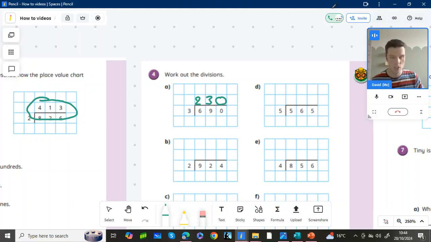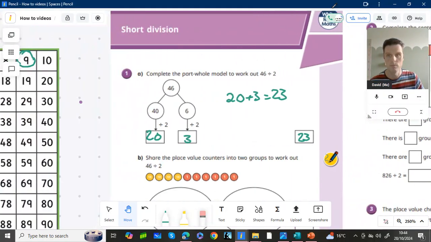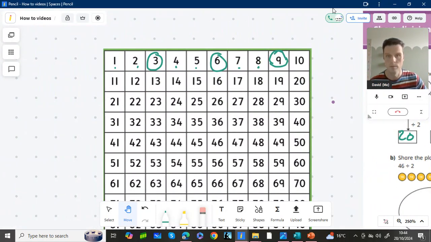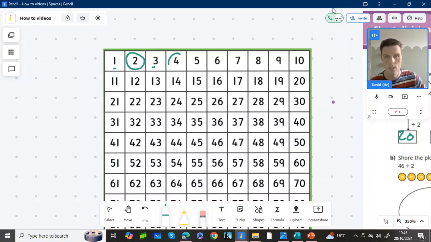Okay, now I just want to do one more to show what happens with an exchange. So I'm going to do B. So here it's 2 into 9. So how many 2s in 9? So I'm going to count in 2s. So 1, 2, 1, 2, 1, 2, 1, 2, 1. So I'm going to stop at 9.